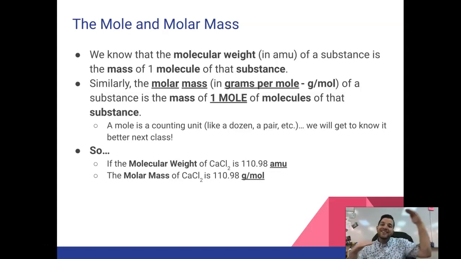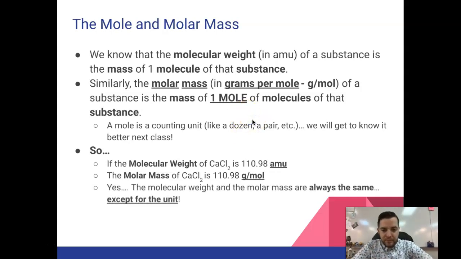So it's basically like scaling up. Okay, so since we can't measure a specific 1 molecule in AMUs, we scale up to grams, which scales from 1 to 6.022 times 10 to the 23rd, or 1 mole. So we scale from 1 molecule up to 1 mole and scale from AMUs up to grams. So it's a direct scaling is essentially what we're doing.